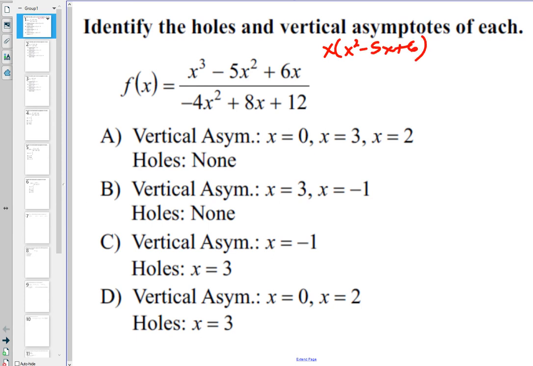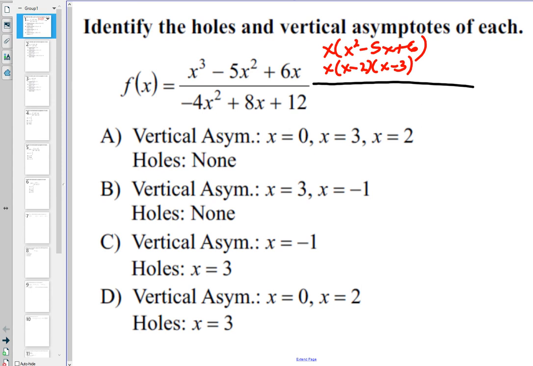What 2 numbers multiply to give you 6 and add up to -5? Yeah, so X minus 2 and X minus 3. If these don't end up canceling out with anything in the denominator, what would each of those factors lead to? Okay, now let's look at the denominator. That also has a greatest common factor. What is it?